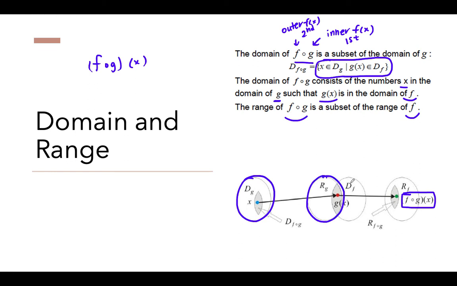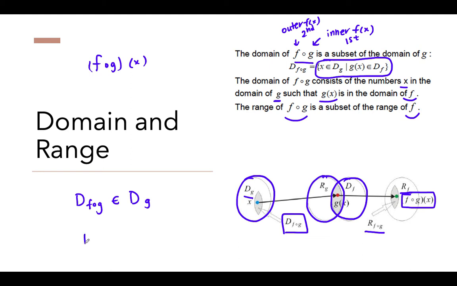The range, so this is talking about range, but I'm talking about the domain. Okay, so the domain for f of g is going to be based on the domain of function g here. And the range of the function f of g is going to be dependent on the range of function f. Okay, so keep that in mind. So domain for f of g is dependent on the domain of function g, the second one.